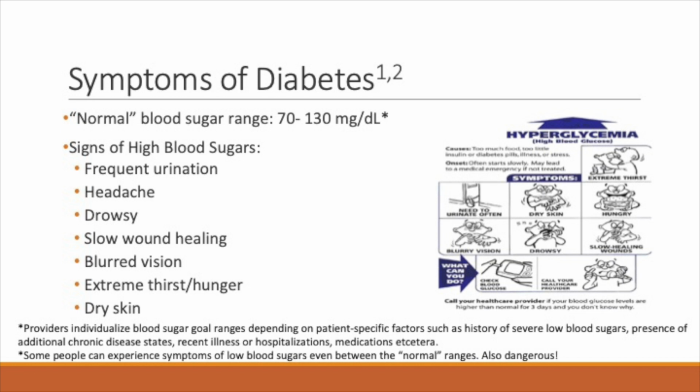It's important to know that very high and low blood sugars put patients at higher risk for complications of diabetes and falls, especially if they have blood sugars that are very, very low. They can even go into a coma. And that is something we want to avoid at all costs. Some signs of high blood sugar are frequent urination, headache, drowsiness, very slow wound healing, blurred vision, extreme thirst and hunger, or dry skin.